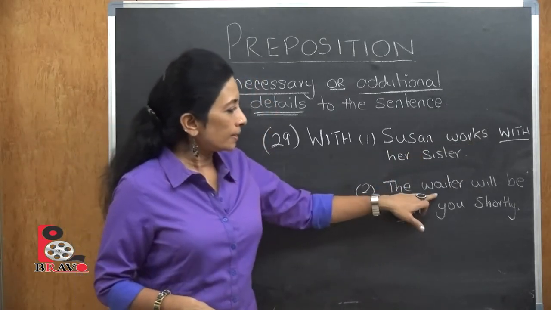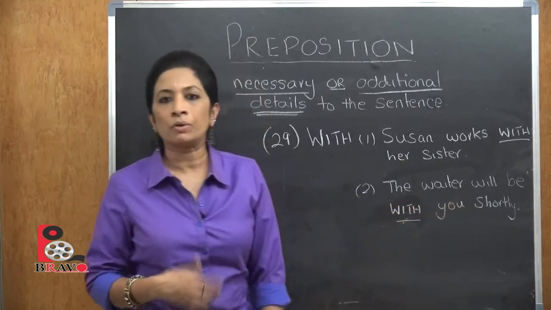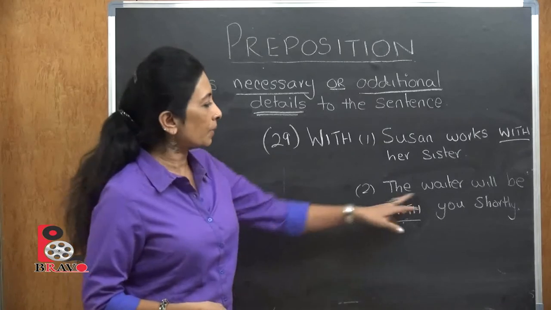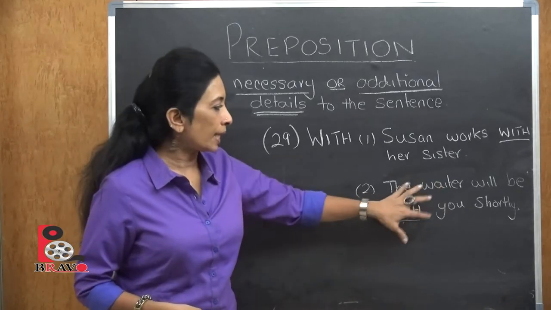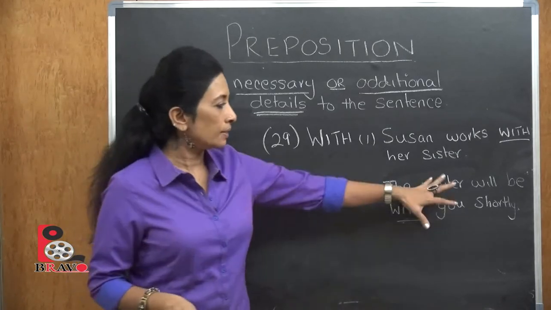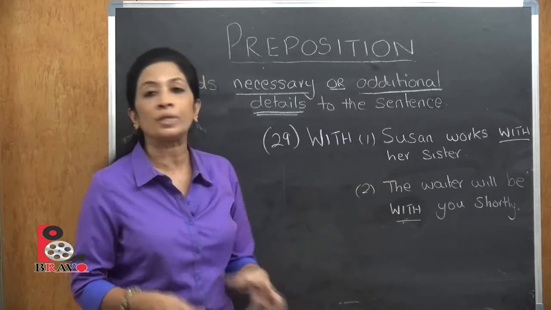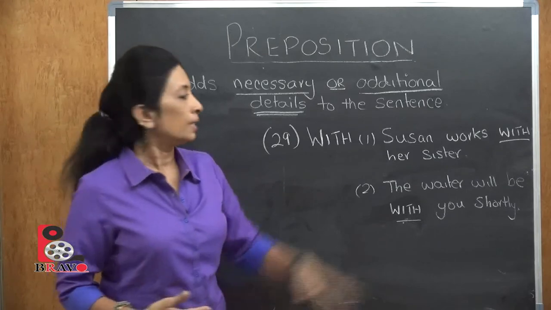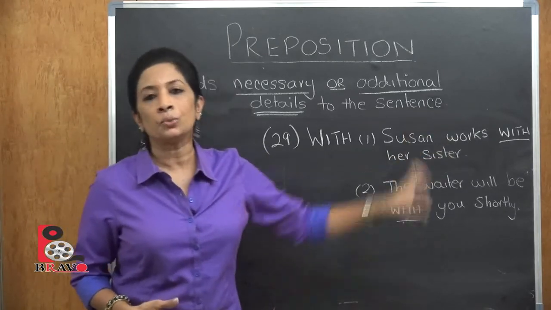Second, the waiter will be with you shortly. So you've gone to a restaurant and you're waiting to be served. So somebody comes and says, sorry sir, the waiter will be with you shortly. So it's an action that's going to happen. You're waiting, seated, the waiter is going to come. So the waiter will be with you shortly. He or she is going to be with you to get the order. Susan is with her sister to work.